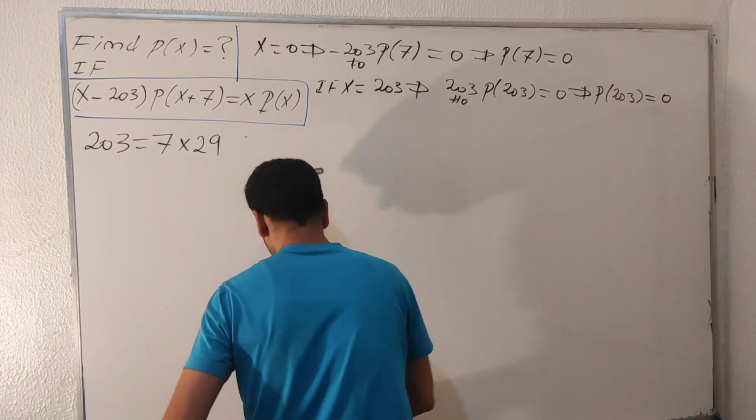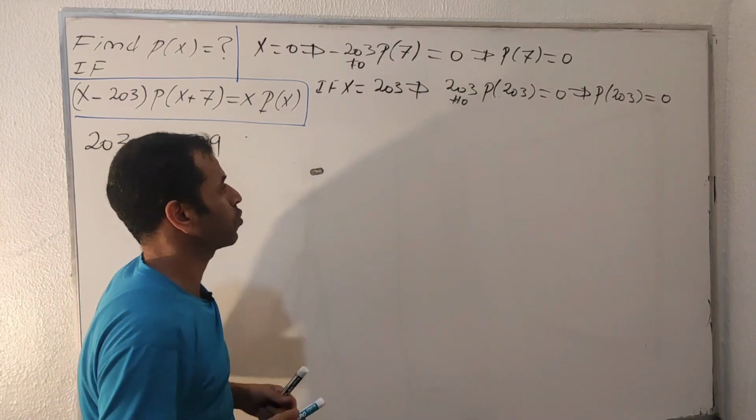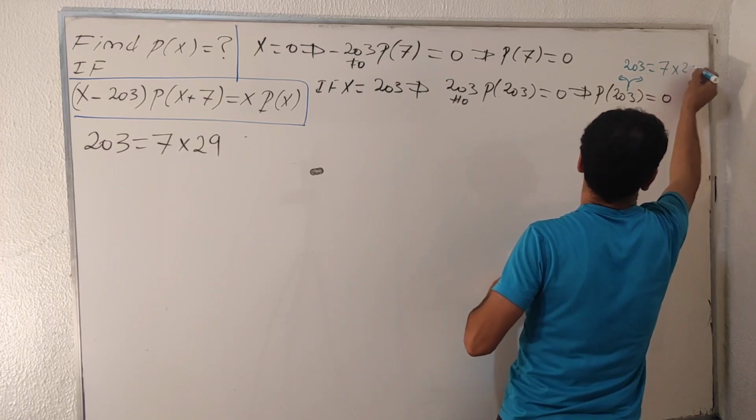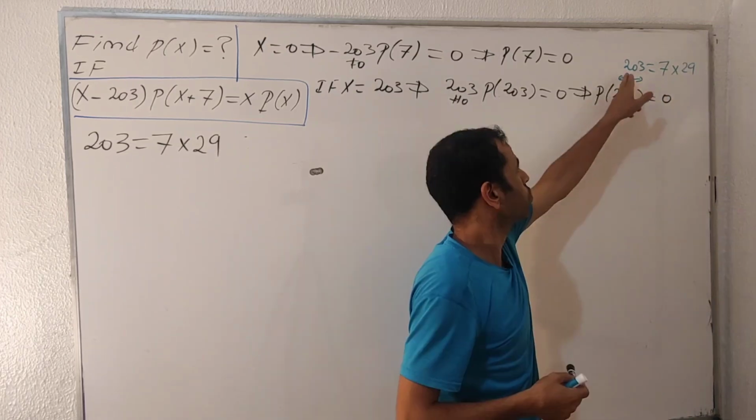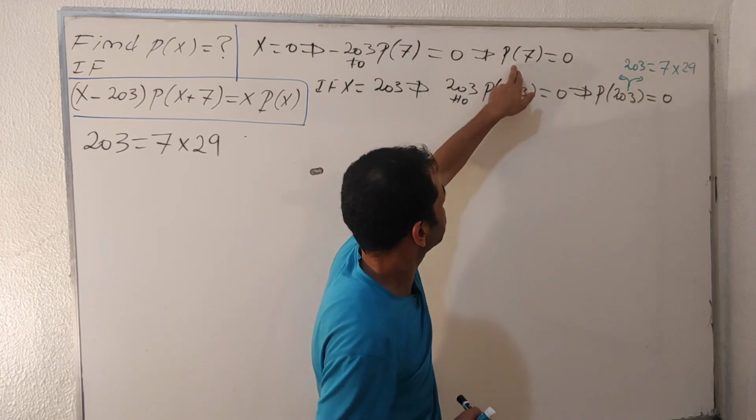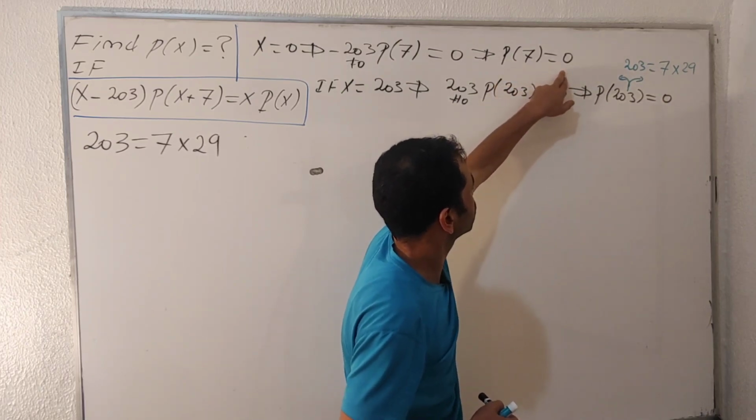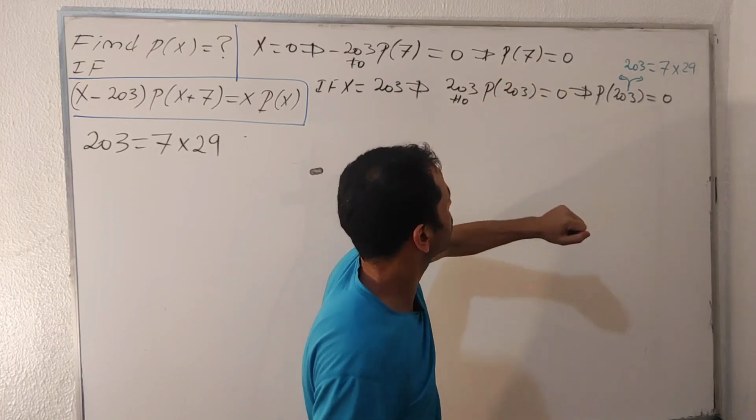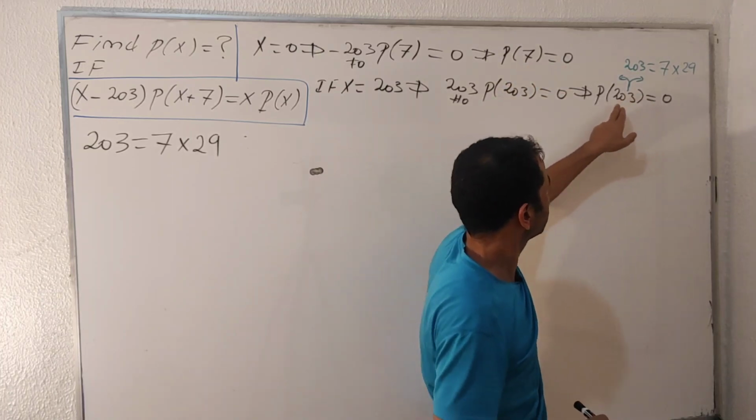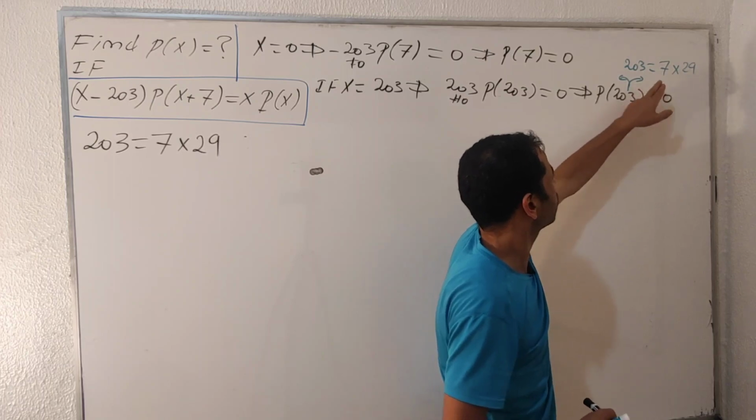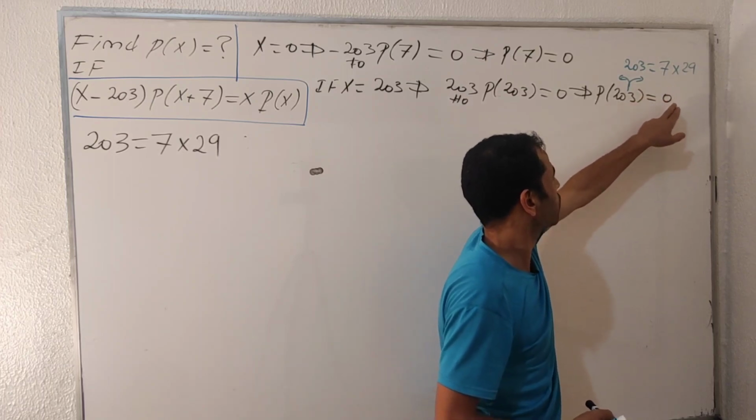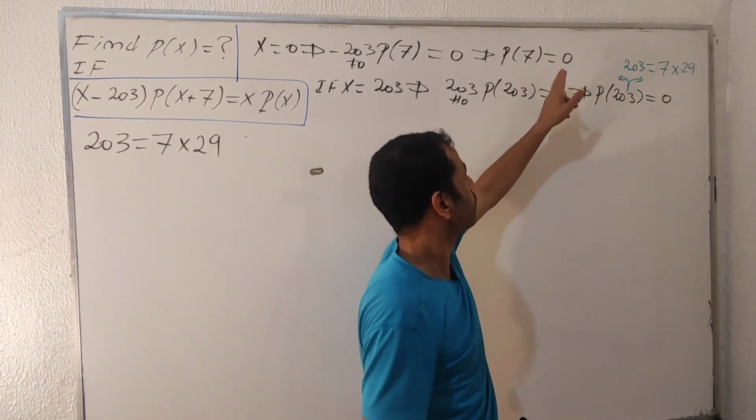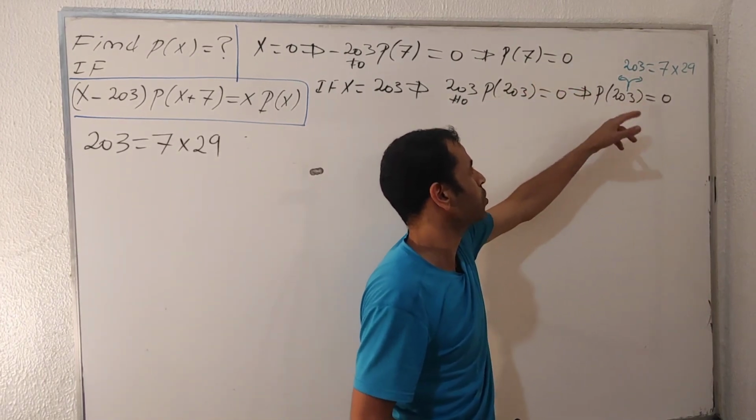Okay, as we determined before, we know 203 equals 7 multiplied by 29. So 203 is a multiple of 7, and we found p of 7 equals 0, which means p of 1 multiplied by 7 equals 0. Also we found p of 203, which is p of 7 multiplied by 29, equals 0. It seems this is going to be of this form: everything which is a multiple of 7 is going to be 0.